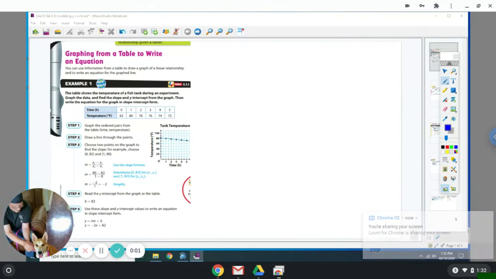Right, so we're going to be modeling some y is equal to mx plus b. And you've actually done this before, so it's just a lot of refreshers. Basically, what you're going to be doing in this example is writing the equation from a table. So here's your table.